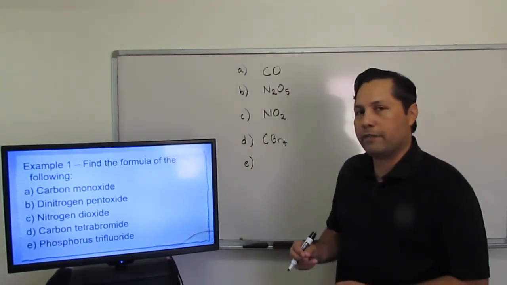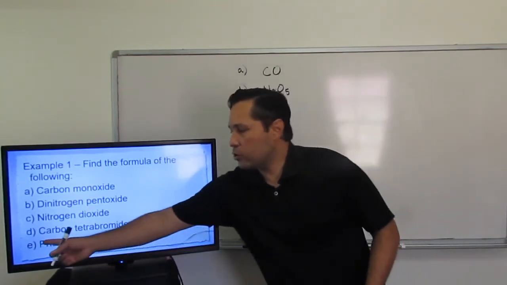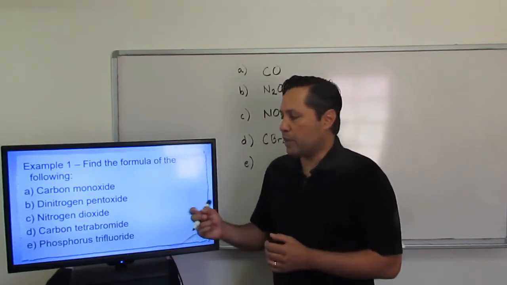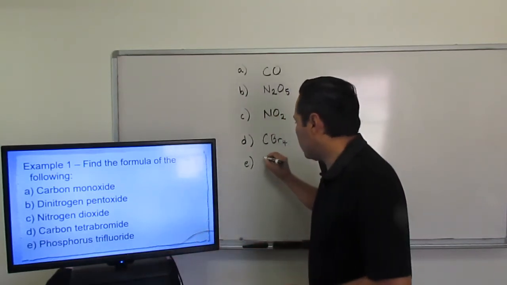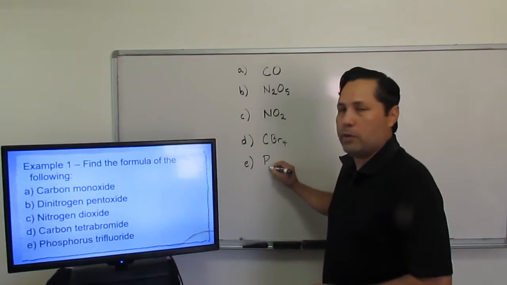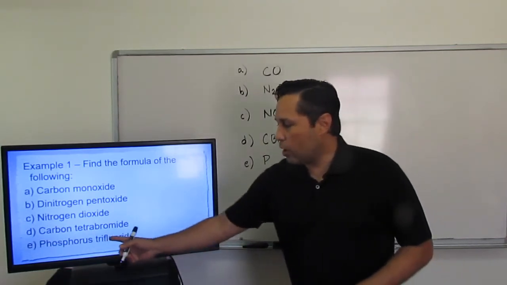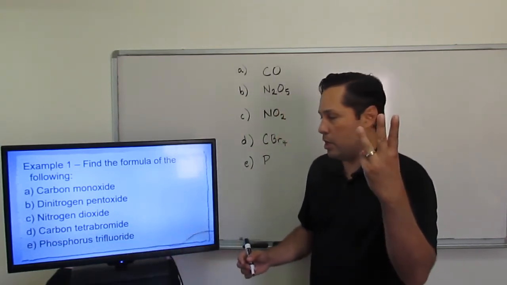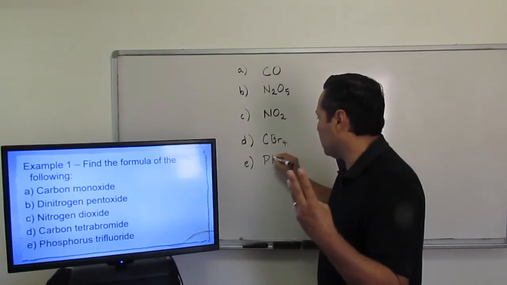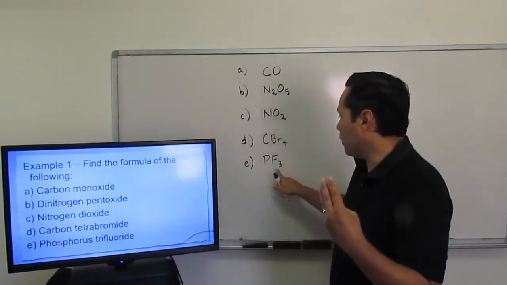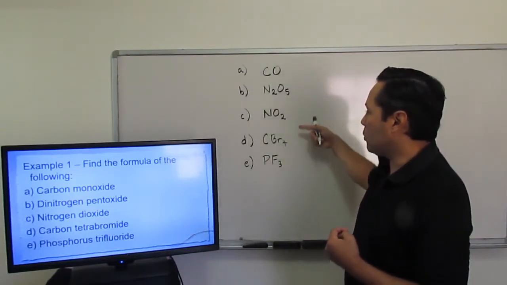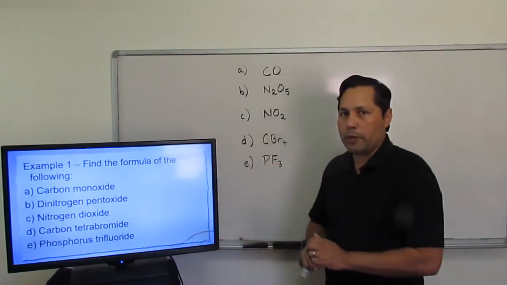Last one, letter E, phosphorus trifluoride. Phosphorus has no Greek prefix in the front, so again, there's only one of them, so I just write P. I don't put the 1 because we don't write ones. And trifluoride, tri meaning 3. Fluoride is fluorine. So there are 3 fluorines, and there's the answer for example 1.